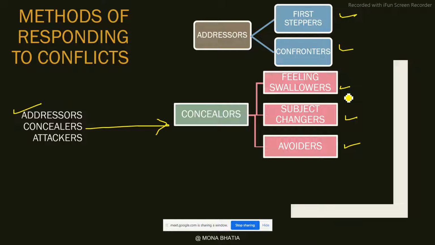Subject changers are those people who will not address the main issue, they will change the subject to something else.